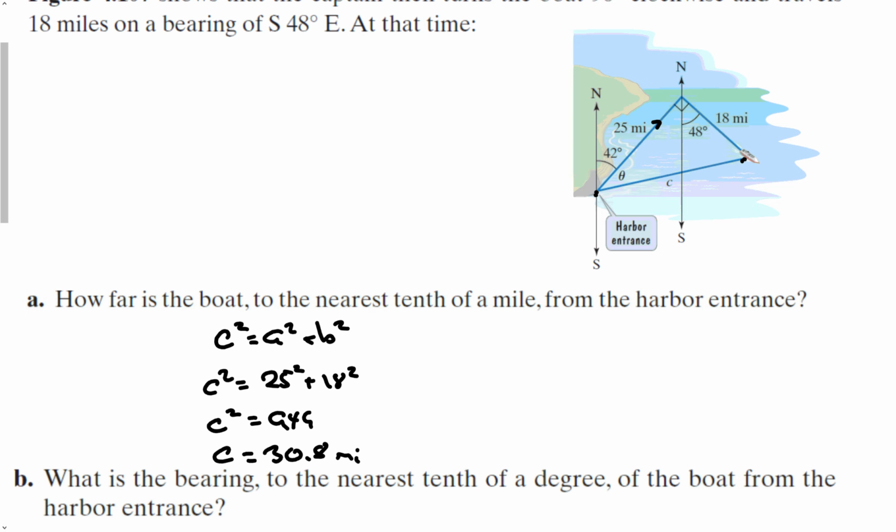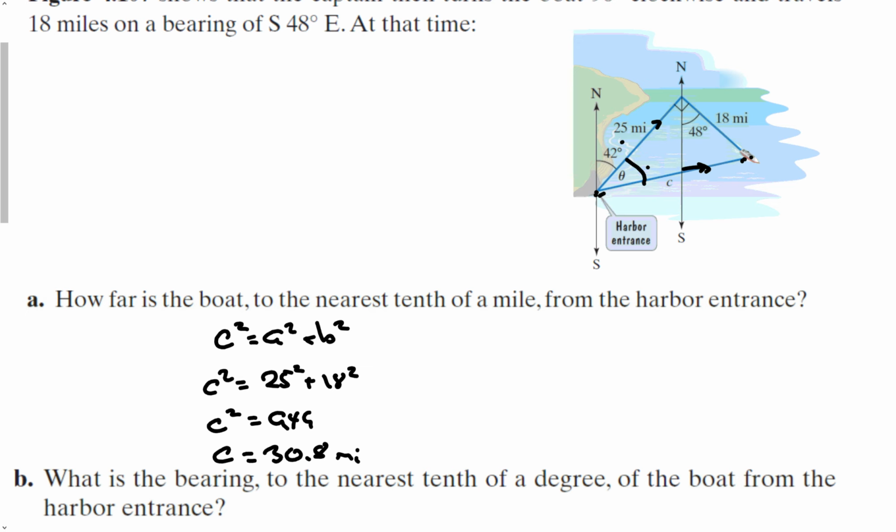Okay. So the bearing of the boat from the harbor entrance. We basically need theta right here. We want this bearing from there to there. So it's going to be north, it's going to be east, and then we just need this angle right here that we can add to this one.